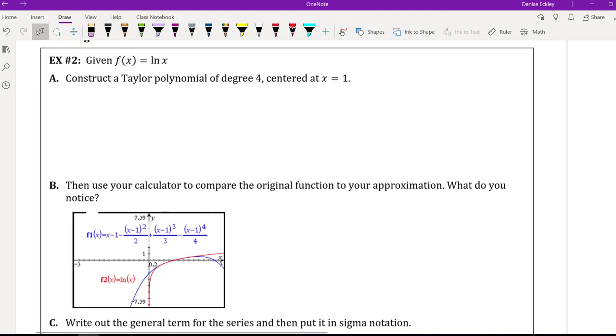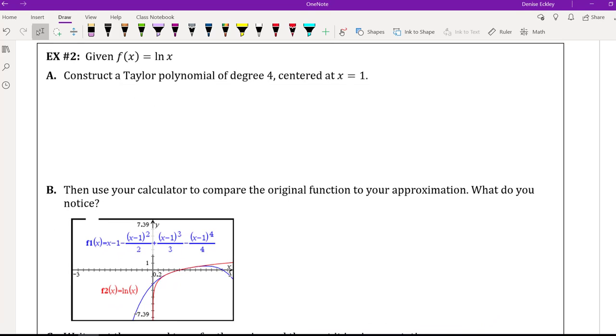Example 2. Given f of x equals the natural log of x, construct a Taylor polynomial of degree 4 centered at x equals 1. This is one of the classic examples for a Taylor polynomial, the natural log function. I'm going to write out my derivatives here and evaluate them at my center, which is 1.